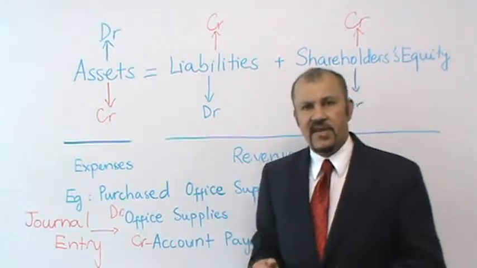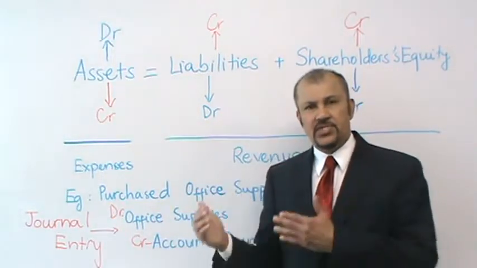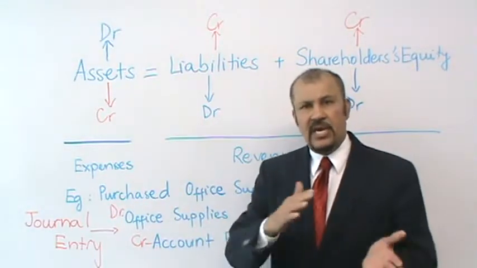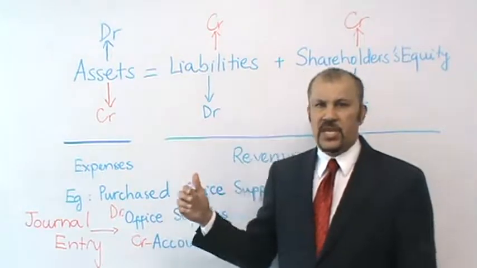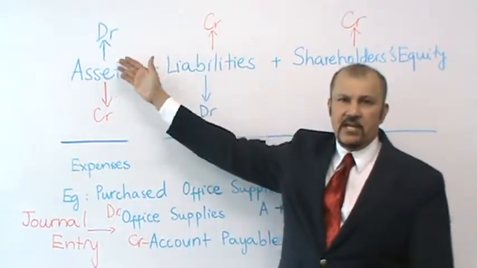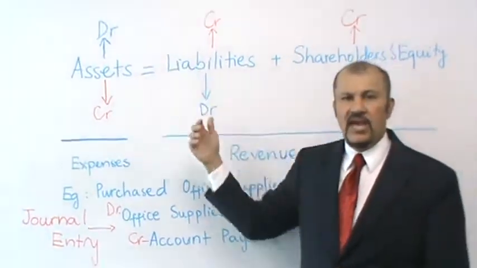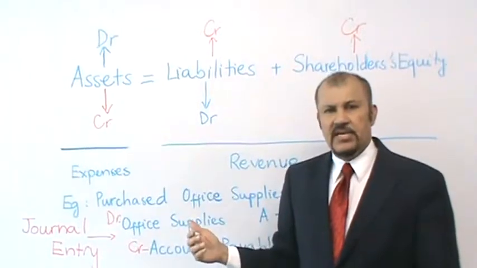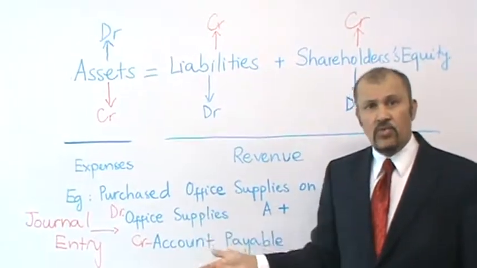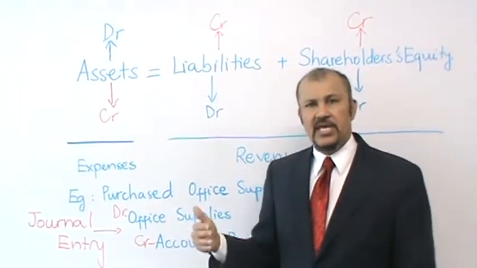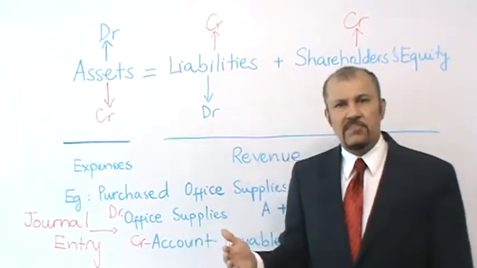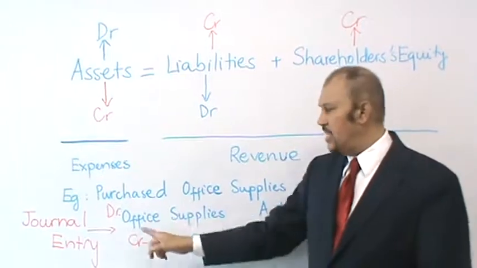Now for the fourth and final step, where we take this transaction in plain English and we try to express it in debits and credits. To help us understand that, let's go back to the accounting equation. If you have an asset account increasing in value, as we do with office supplies in this transaction, that increase in the asset account is denoted by the word debit and then the asset account.